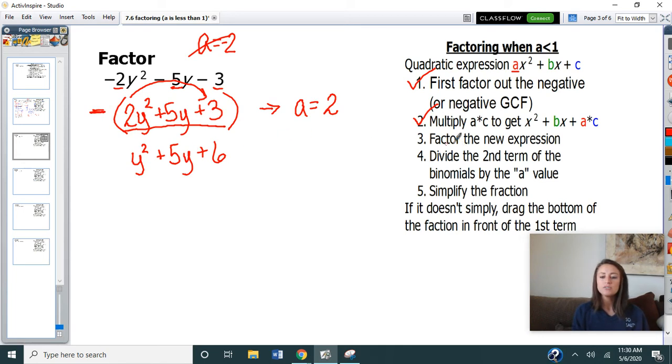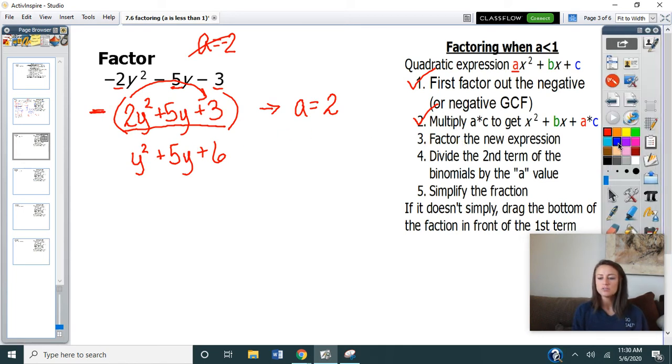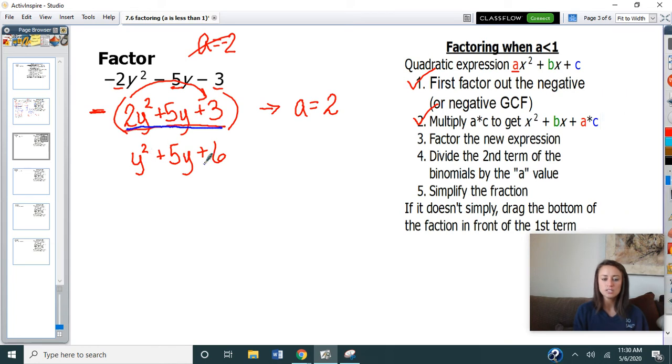And now we need to factor the new expression. So I'll just use blue. We turned it into this. Now we're factoring. Remember, the first two terms have to multiply to give me y squared. What multiplies to give me y squared? Y times y. This time it's not x. So if you type in x or get something wrong, check your variables. Make sure you're using the right variable. Y times y is y squared.